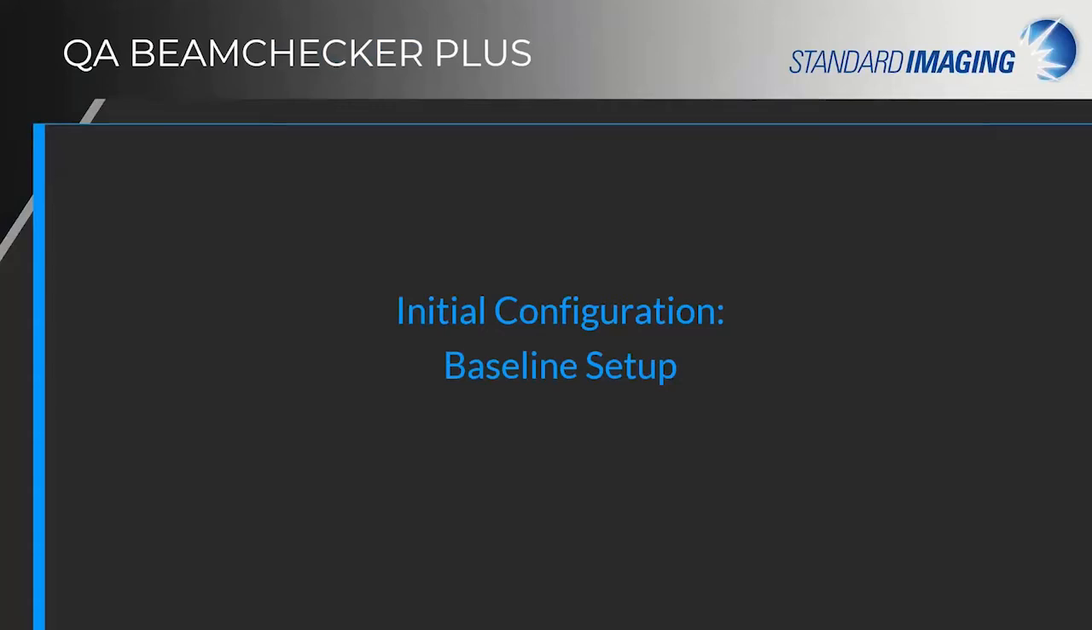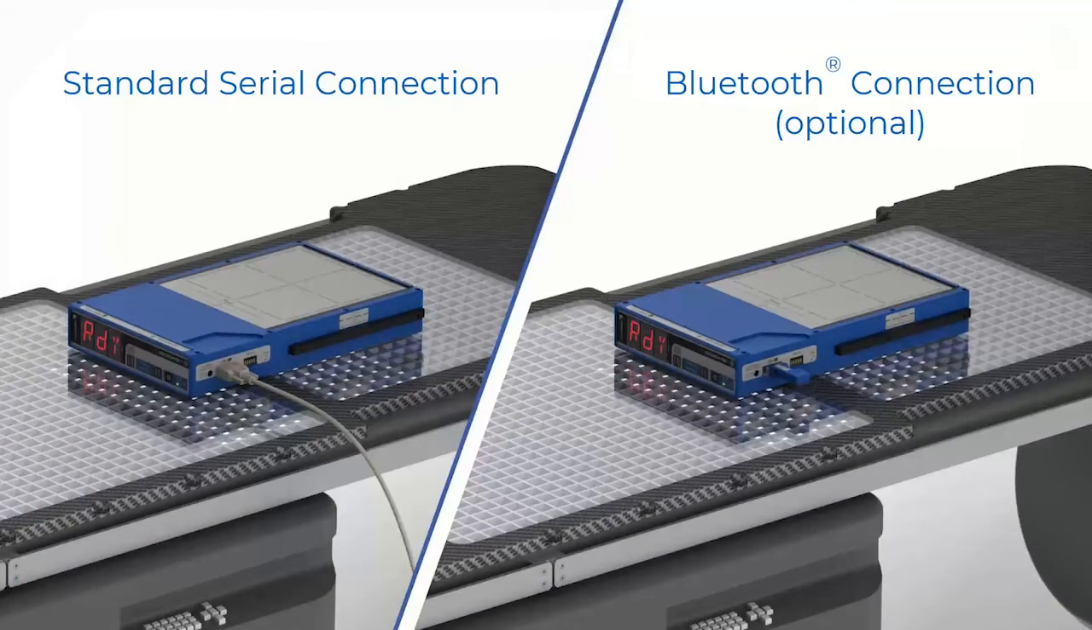So what does the initial configuration of the QA BeamChecker look like? How do I do that initial baseline setup of my LINAC before I use it? So the first thing you do is set your QA BeamChecker on the treatment couch and hook it up through either a serial connection to the computer running the software or through a Bluetooth connection, which is available.